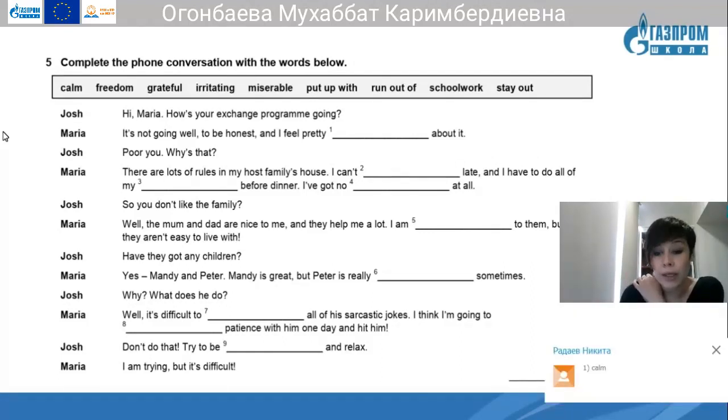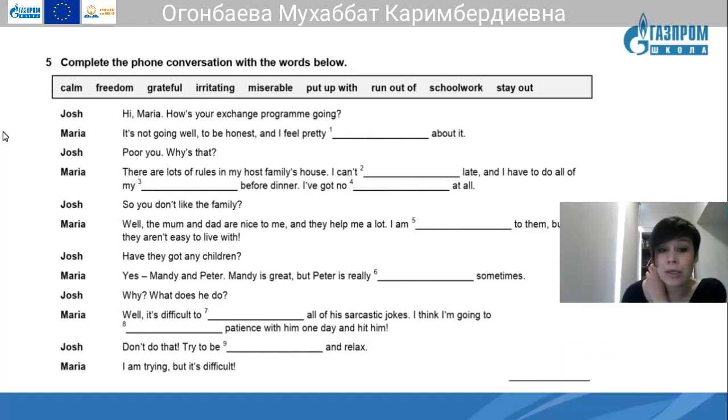Hi, Maria. How's your exchange program going? Exchange program when you go somewhere abroad to study. It's not going well, said Nikita Khan, but to be honest, I feel pretty calm. It's not going well. To be honest, I feel pretty miserable. Why that? There are lots of rules in my host family house. Host family, the family that accepts you as a child there.